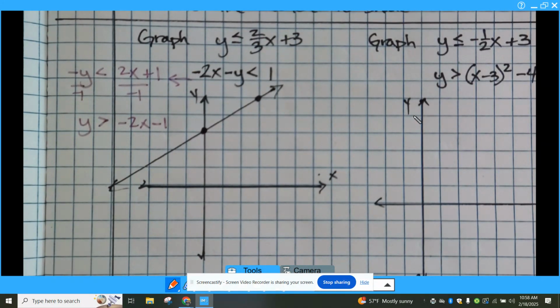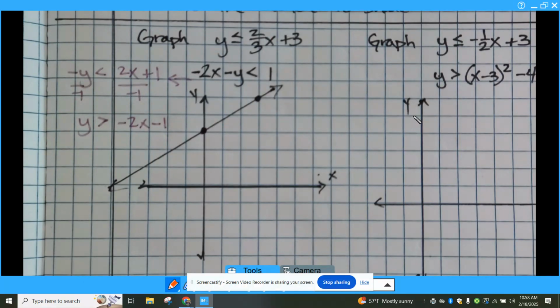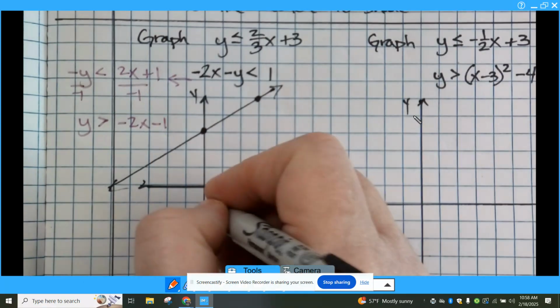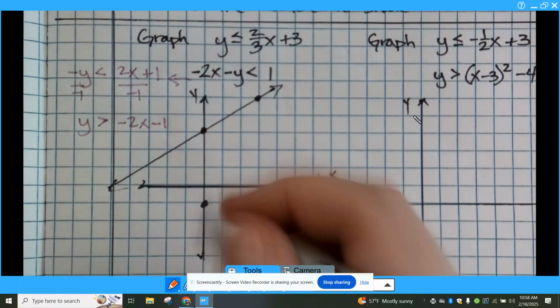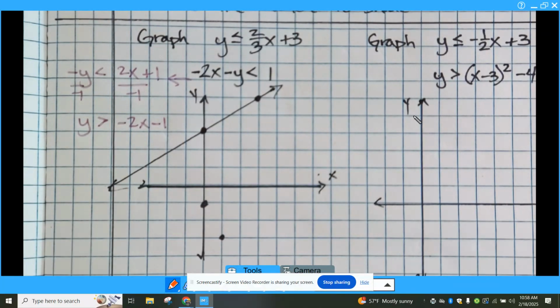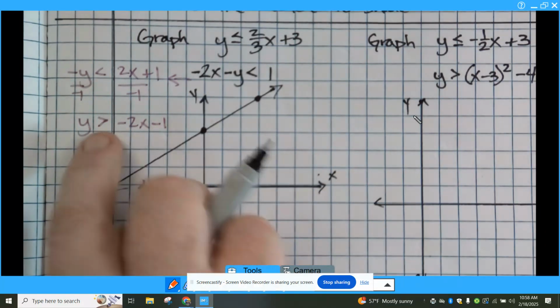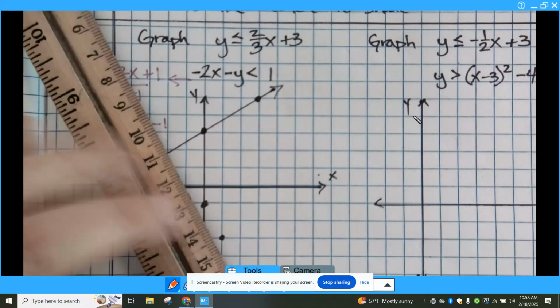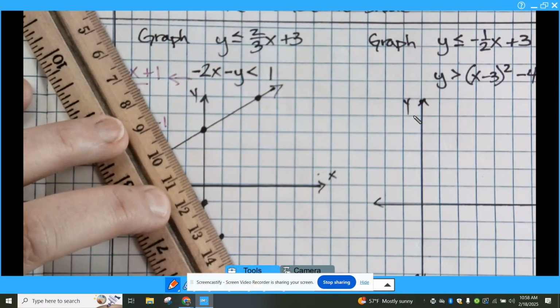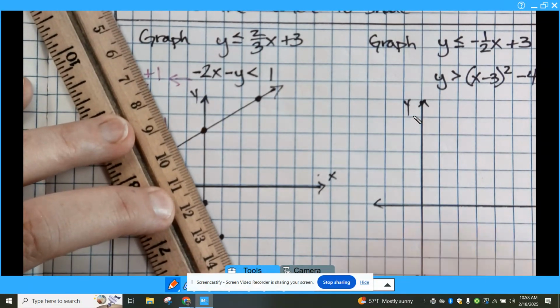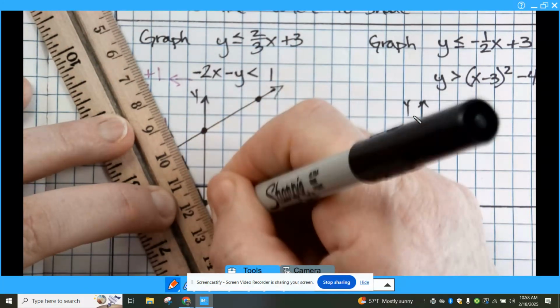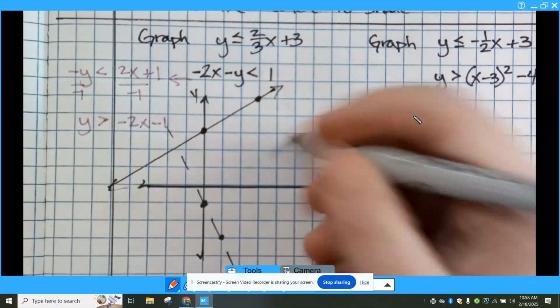So you do have to do a little bit of math for the second one. Your y-intercept is negative 1, and your slope is down 2 over 1. I'm going to connect this with a dashed line because there is no equals to. Okay, now we have to figure out how to shade it.